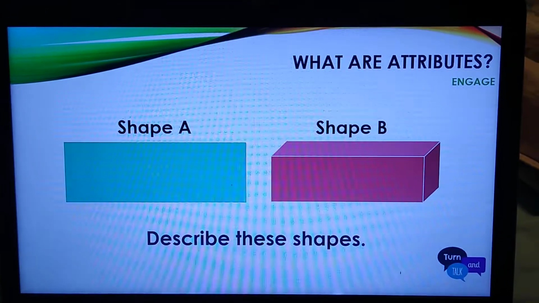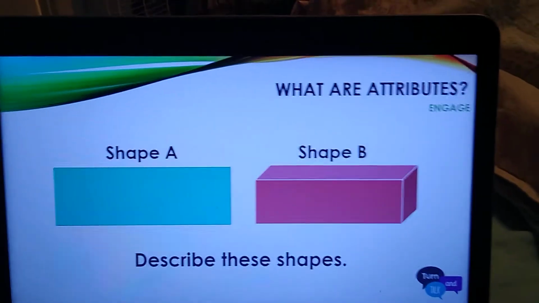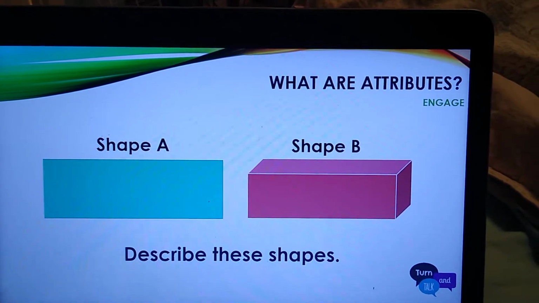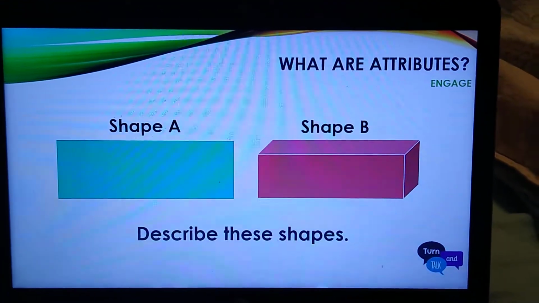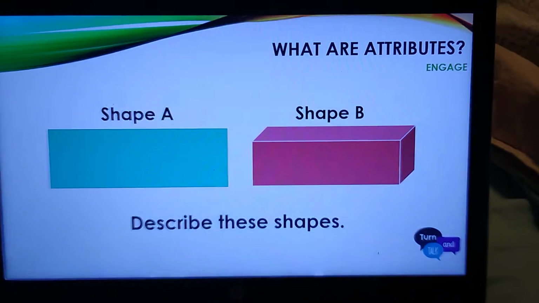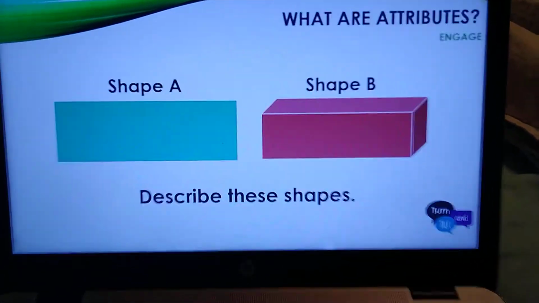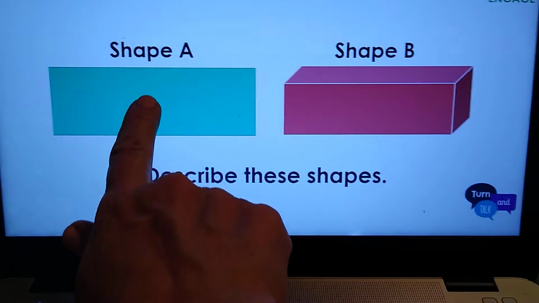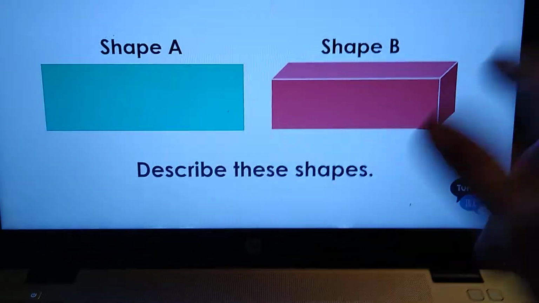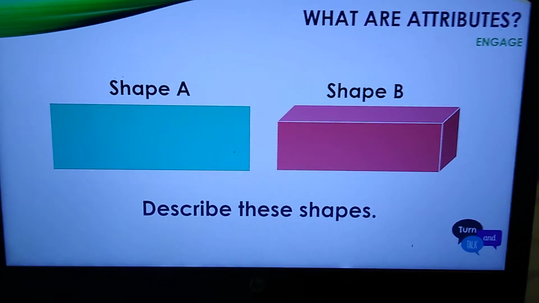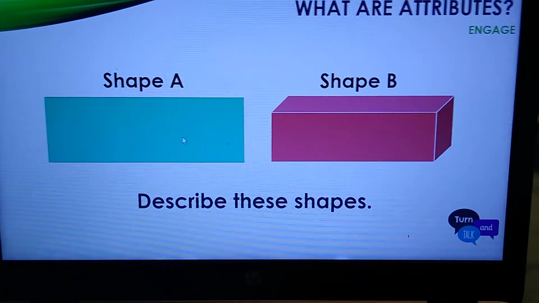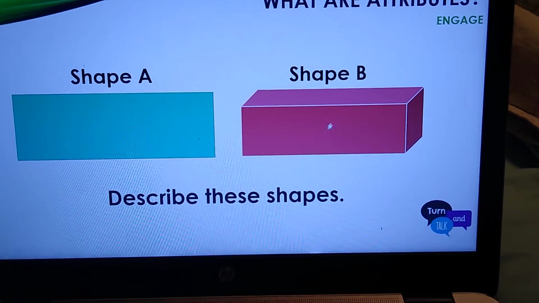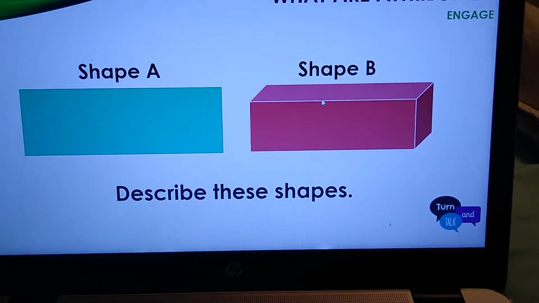Hi, this is the next lesson on shapes in geometry. It's called What are Attributes? So attributes are things that we know about the shapes. An attribute of this shape is it is green, or it looks blue on your screen, but it's green on mine. And this shape is red. So those are attributes which are color. Another attribute is what shape is it? This shape is a rectangle, and this is called a rectangular prism because it's a 3D shape.